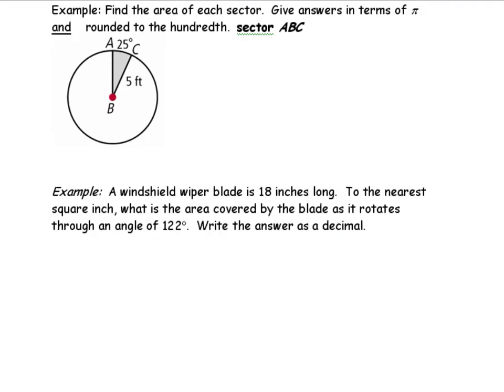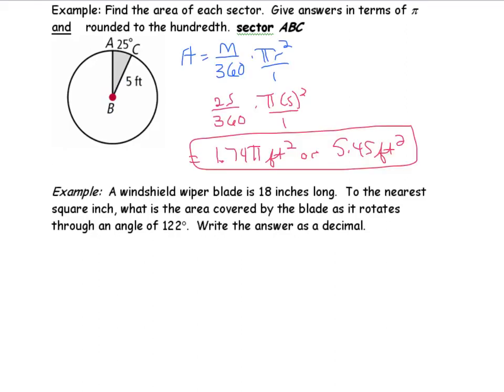All right, so I want you to do this one. Find the area of the sector. Here it is. The degree is 25, and the radius is 5. So figure this out, pause it, and then come back. We'll see if we have the same answer.